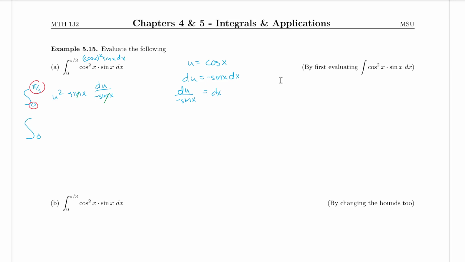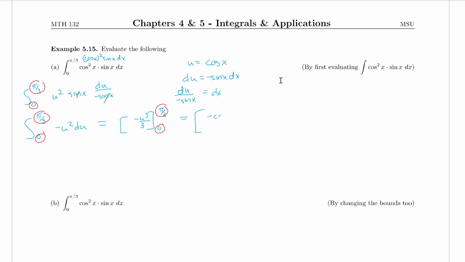So we have the integral from 0 to pi over 3. I'm going to circle those still because those are our x variables and we are working with u's now. We have a negative u squared du. So I can find this antiderivative. I get negative u cubed over 3 from 0 to pi over 3, but those are not our actual bounds because those are our x variables. So we need to substitute back in our cosine.